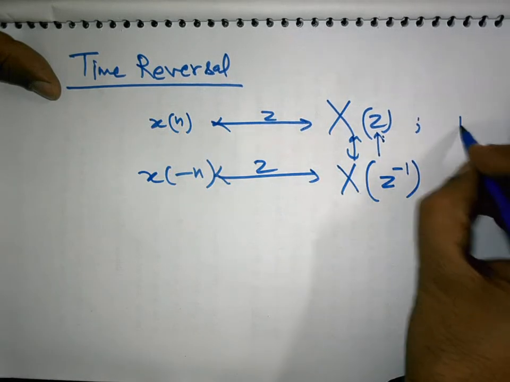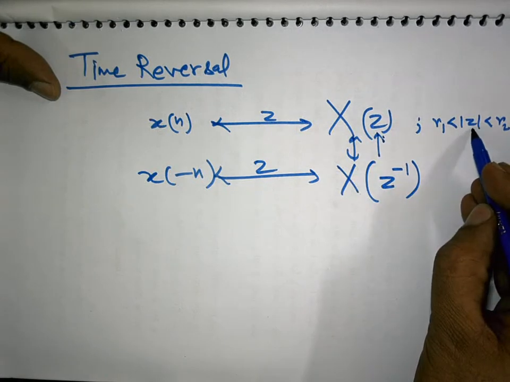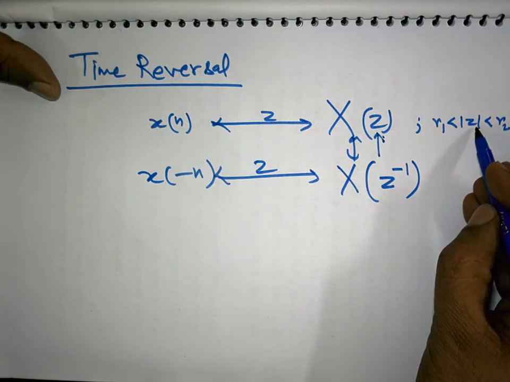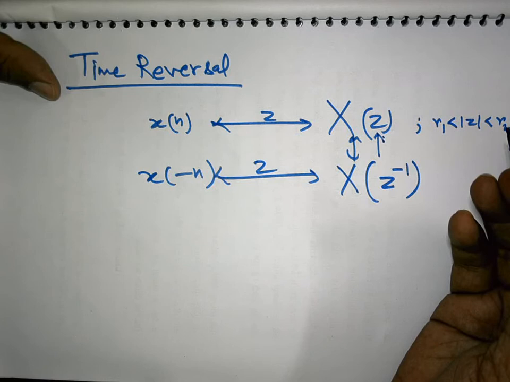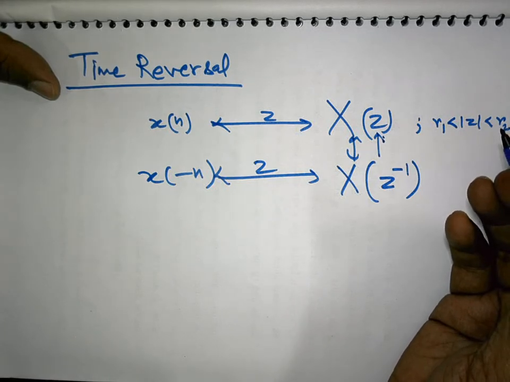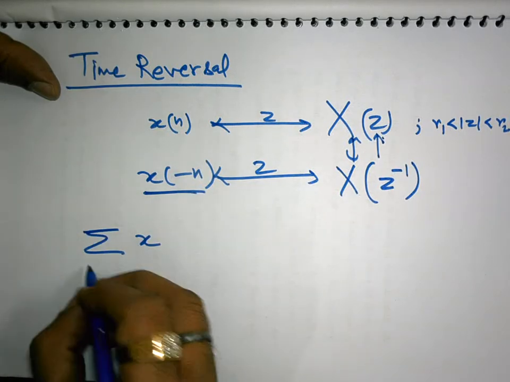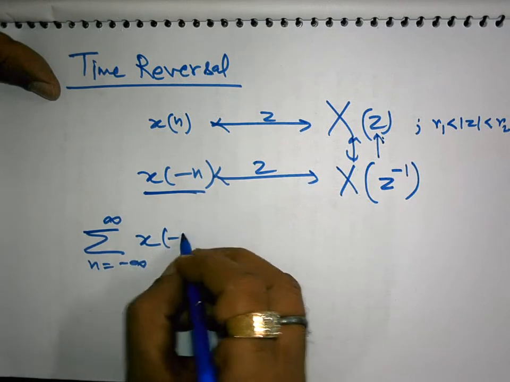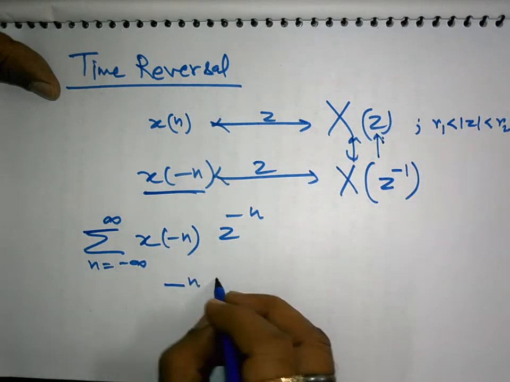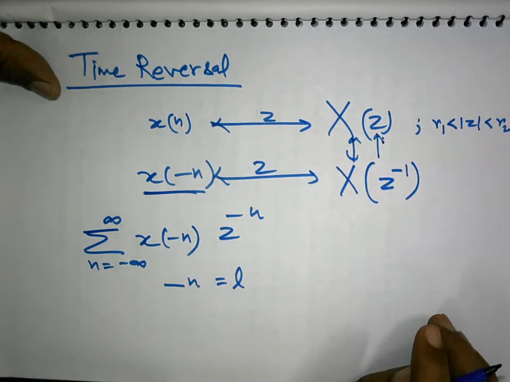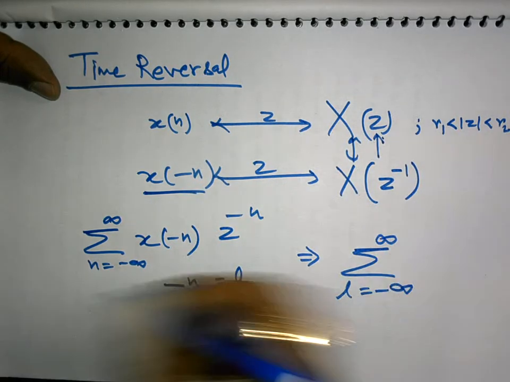Suppose it is having ROC, mod z less than R2 and greater than some R1. So, naturally at the place of z we will have 1 by z. So, 1 by z is less than R2 and greater than R1. So, this expression will be modified for z. Okay. So, if we proceed straightforward, the z transform of the signal is the summation from n equal to minus infinity to infinity of x[minus n] z to the power minus n. We replace minus n to be equal to L.